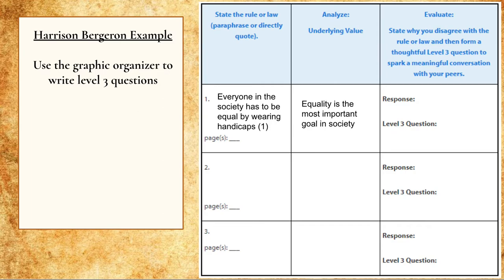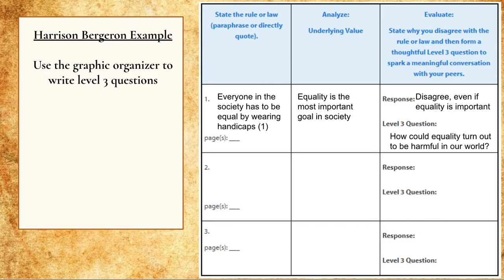So I like to think back to when you guys were making your own societies and you identified what some problems were that you wanted to get rid of, and then you had to make some laws and some regulations in order to fix that. So you had reasons for those laws, and that was to fix some of the problems. So in Harrison Bergeron, the reason for the handicaps is to fix the problem of inequality.